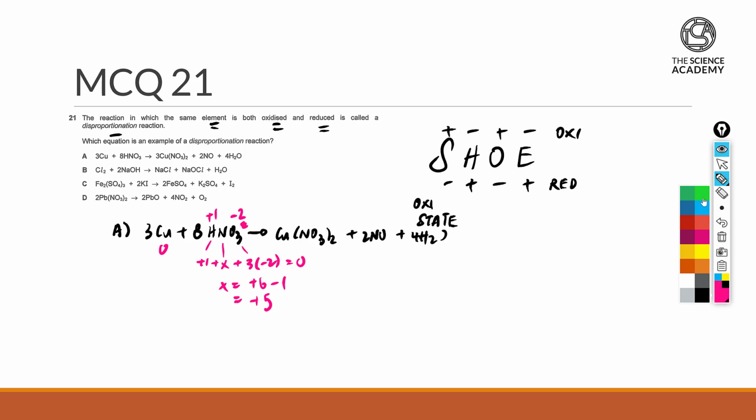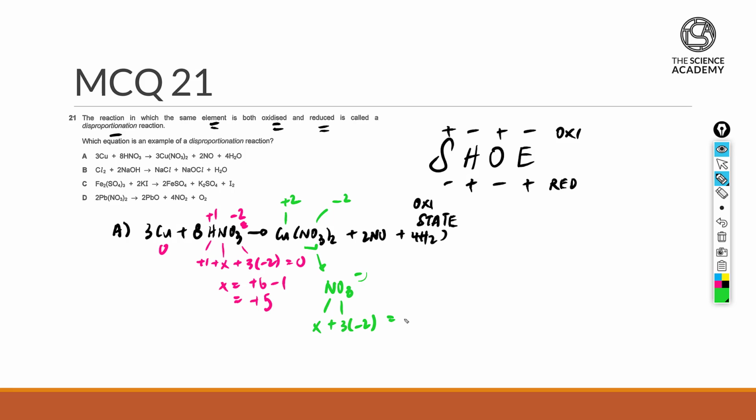Now on the right hand side for the product, copper will be holding a charge of +2, oxygen will be -2. If you were to extract the nitrate out of copper nitrate, NO3 minus, we know this is 3 times -2 and an unknown nitrogen, and it has a charge of negative, so this equals -1, and X equals -1 plus 6, which equals +5 for my nitrogen. Oxygen here will be -2, nitrogen here will be +2, and in water, oxygen is -2 and hydrogen is +1 each.